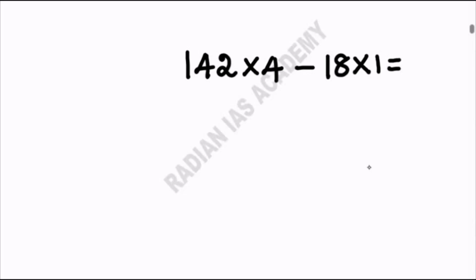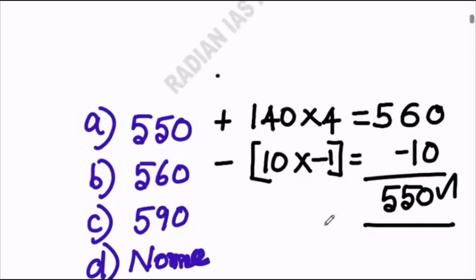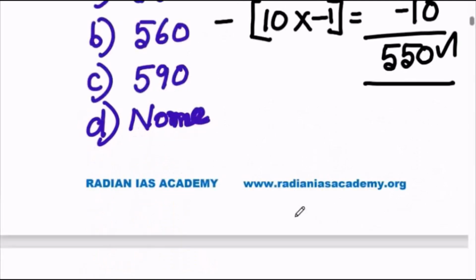160 minus 18. What is 160 minus 18? So 142 questions correct. So you'll get 142 into 4 minus 18 into 1. So this is his score. What is 142 into 4? 4 into 2, 8, 16, so 568 minus 18. Answer is 550. Why did some of them answer incorrectly? Oh, in the last case also 550. Please note that, a mere coincidence.